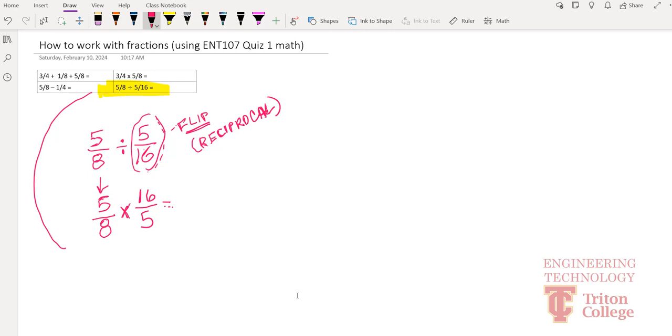Now, as all of you know, I'm a lazy bum, as I jokingly call it. We have the last step. Now, 5/8 times 16/5 is a pretty big number to deal with.